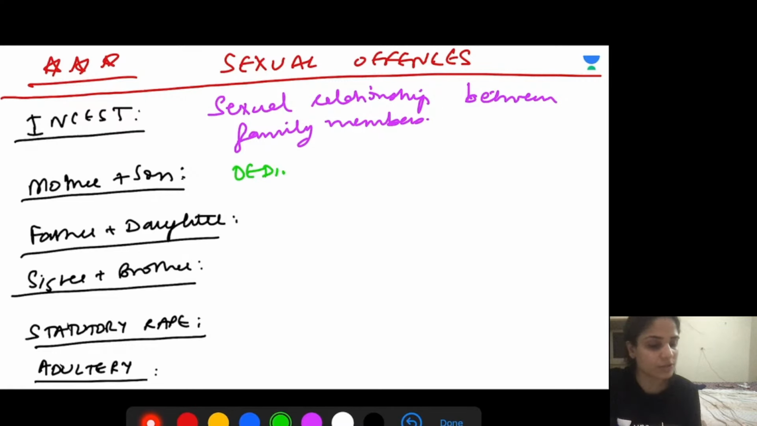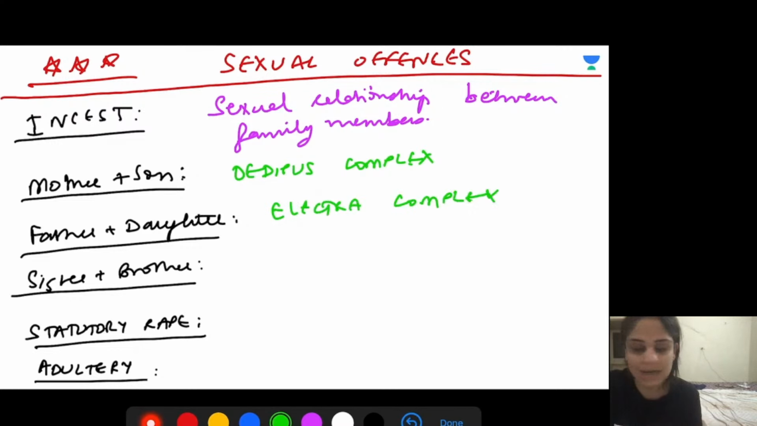Next we have sexual relationship between father and daughter. Okay, so I think Suman Kumar Oja has only mentioned it correctly. So that is called as Electra complex. Next we have sexual relationships between sister and brother. Okay, so that is called as, I think someone, Kiran John has mentioned it. So this is Pharaoh complex. Important things to remember: mother plus son, Oedipus; father plus daughter, Electra; sister plus brother, Pharaoh.